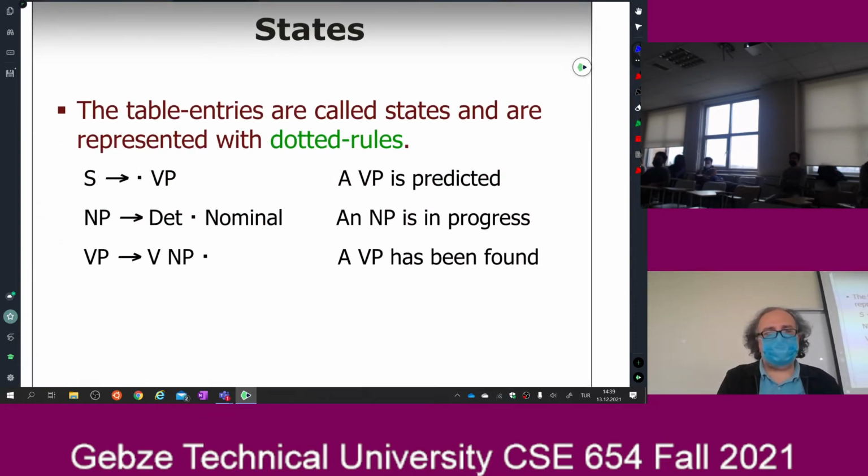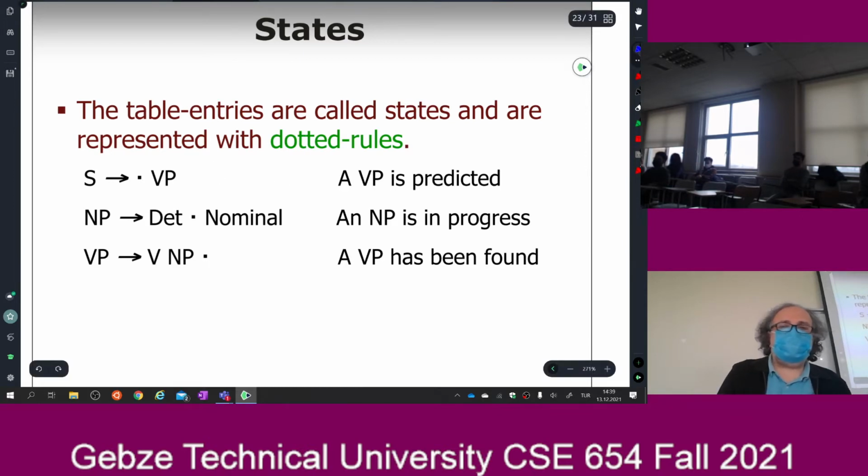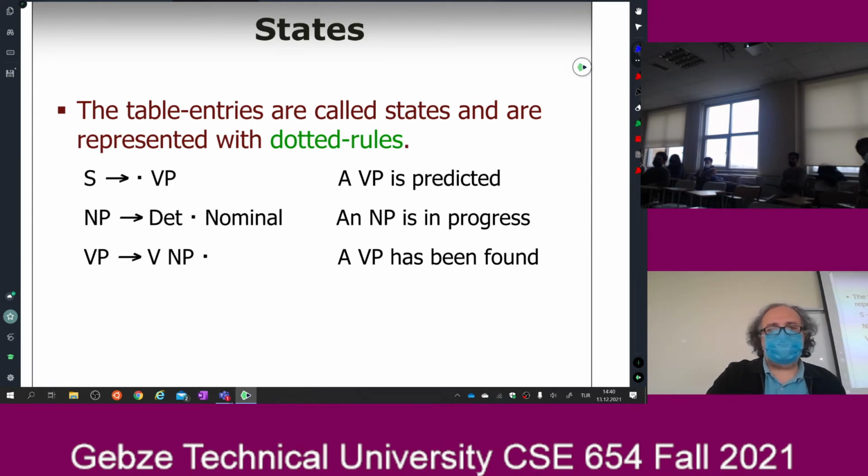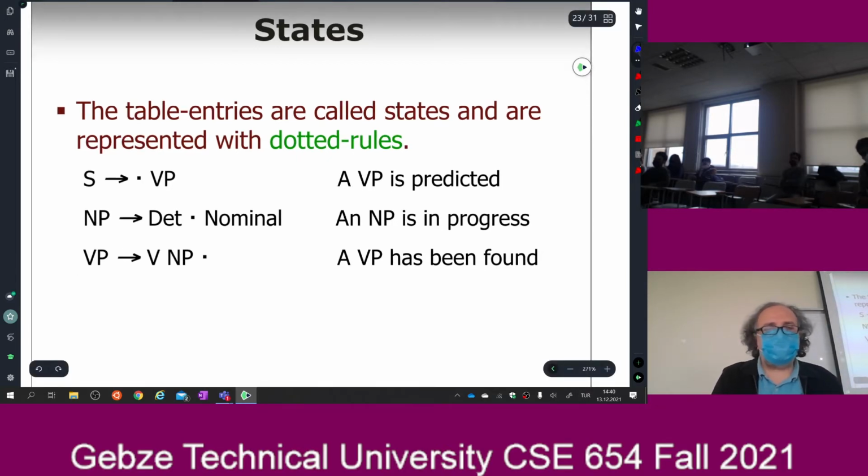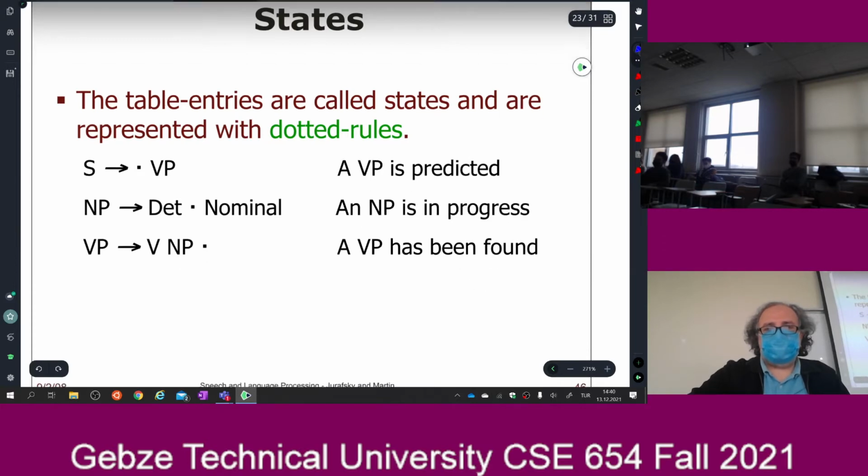Okay. So I am predicting a VP. Nothing happened yet, but I am predicting the VP. All the words that I have considered so far, I observe the determiner, and I am predicting a nominal, and this NP is in progress. And this one I have observed the VP. While observing it, I use this rule. Okay, a VP has been found. Okay, so predicted, in progress, and has been found.